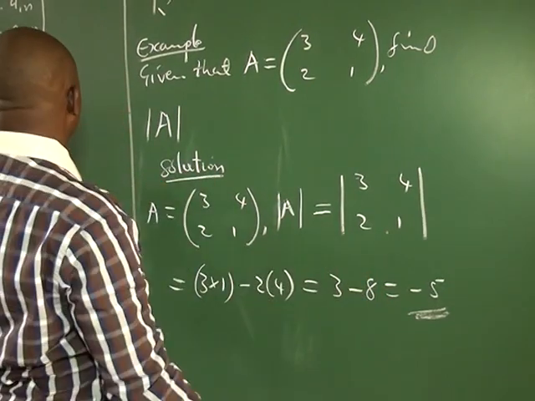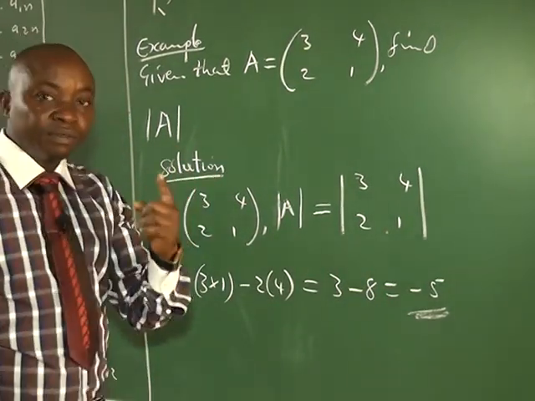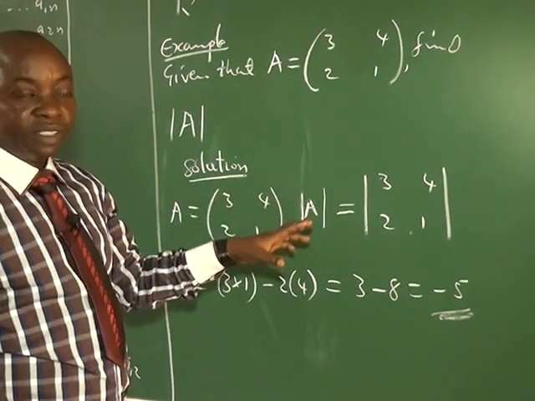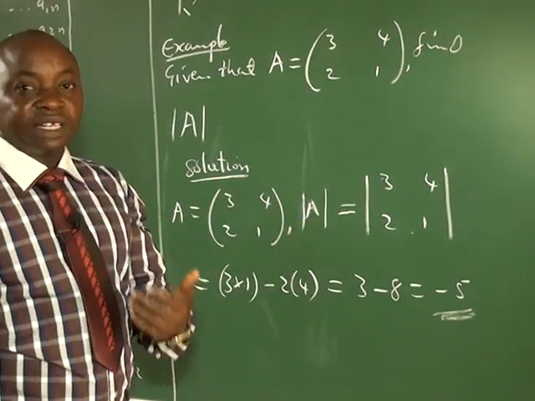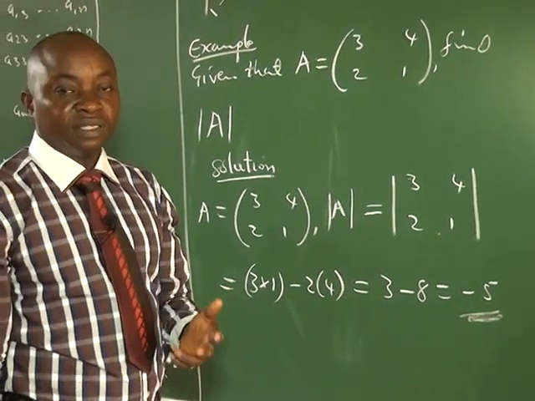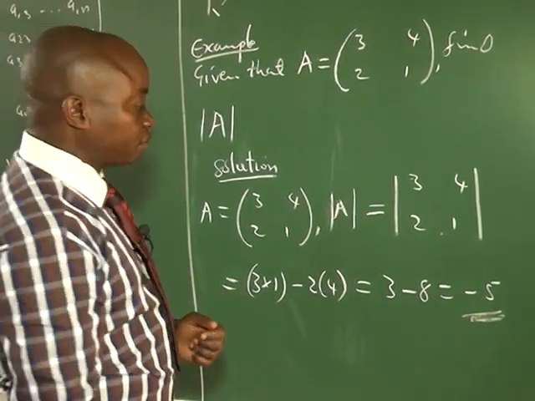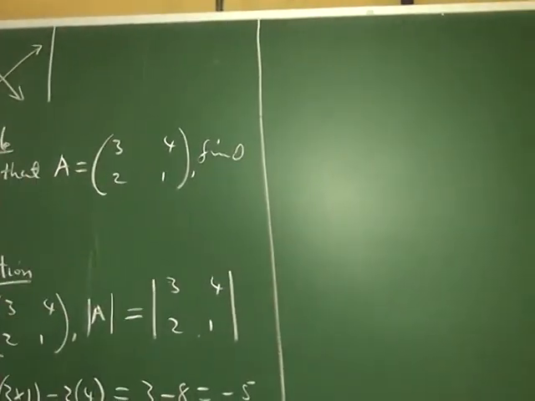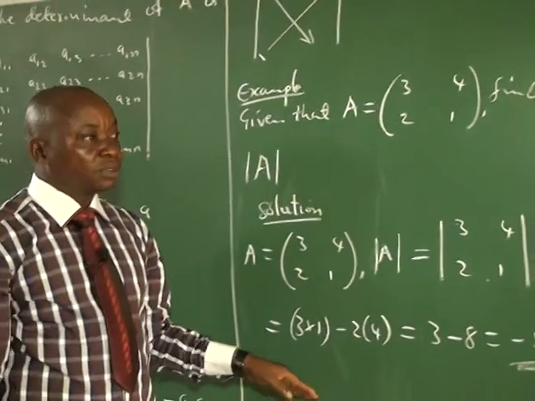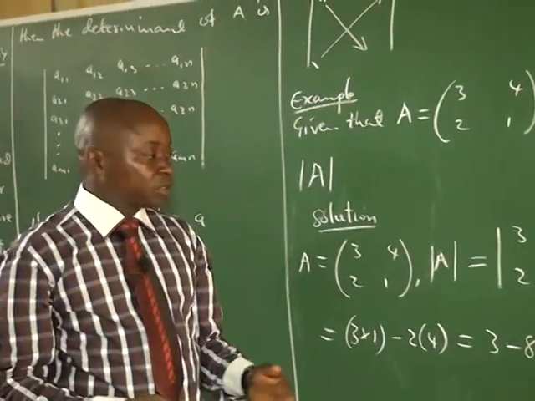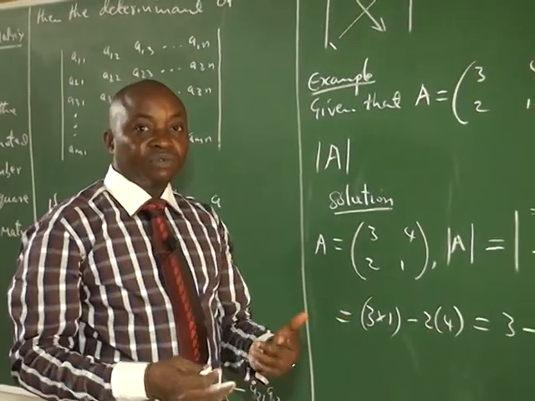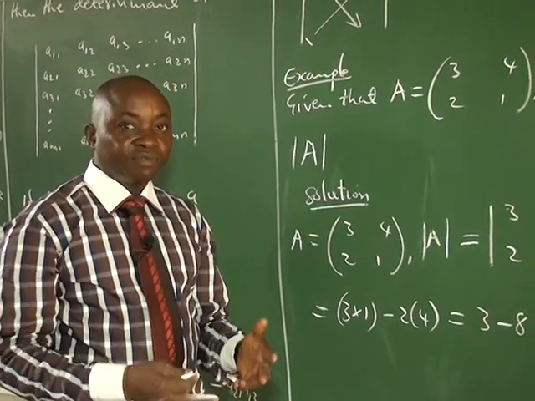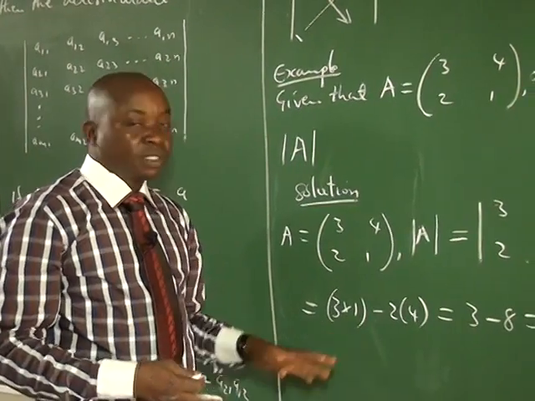Now, this minus 5 is what we call the determinant. That's how we define it: a single real number got by the expansion of the square matrix. Before you take the determinant of a matrix, it must be square. Now, this idea of determinants can help us with some examples. After that, we look at determinants of 3 by 3 and 4 by 4 matrices. But let's take some examples.